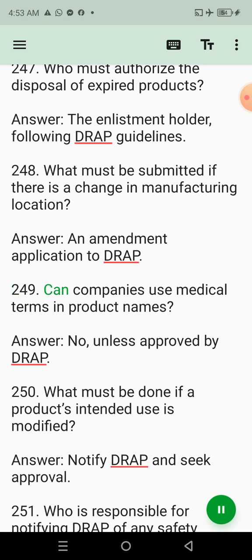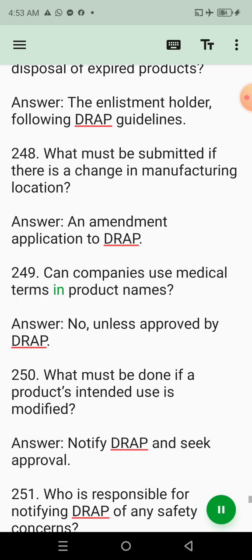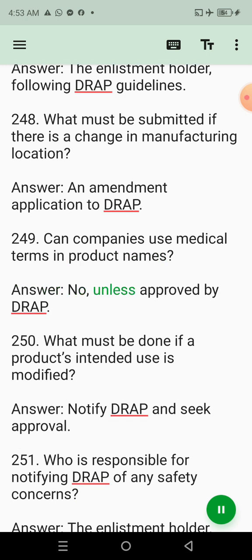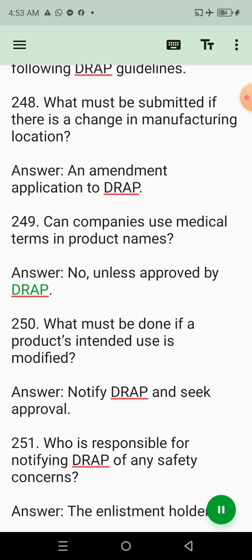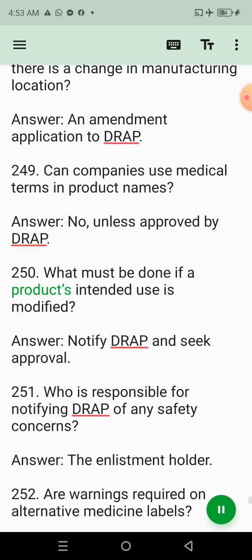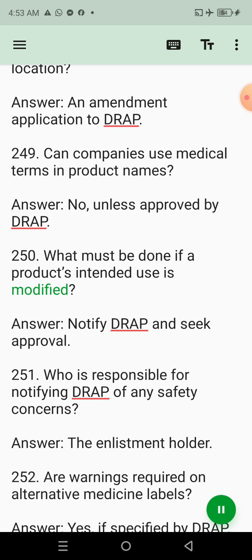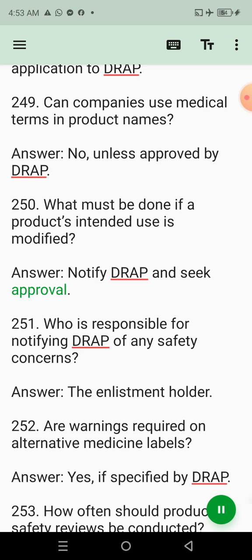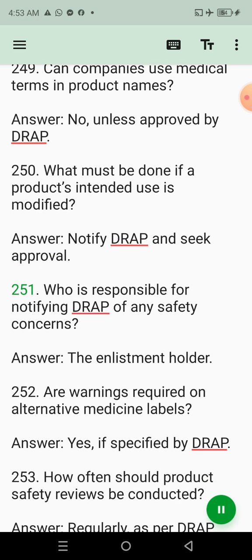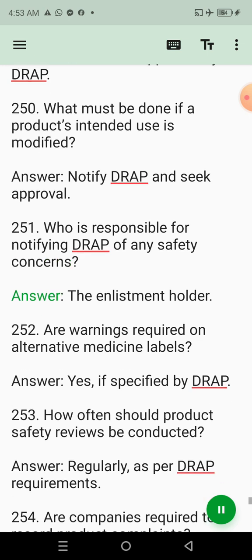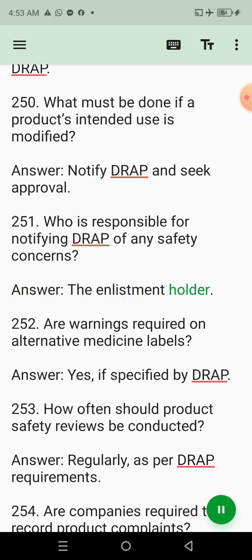249. Can companies use medical terms in product names? Answer: no, unless approved by DRAP. 250. What must be done if a product's intended use is modified? Answer: notify DRAP and seek approval. 251. Who is responsible for notifying DRAP of any safety concerns? Answer: the enlistment holder.